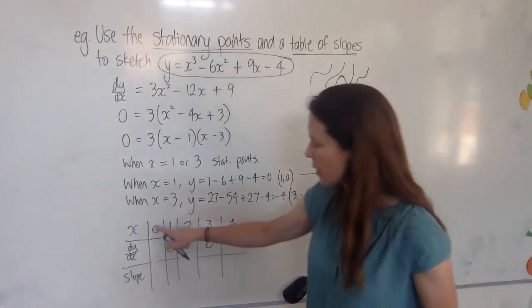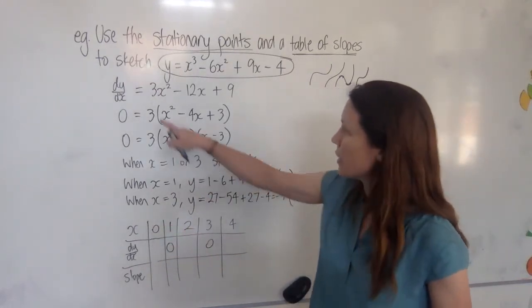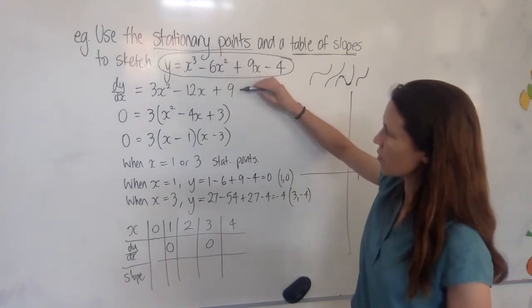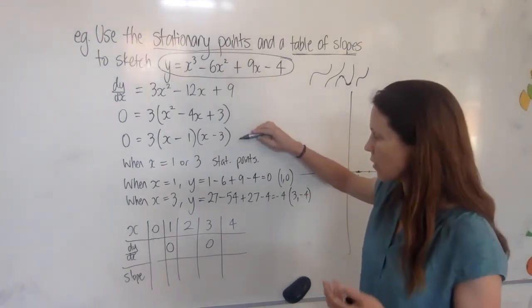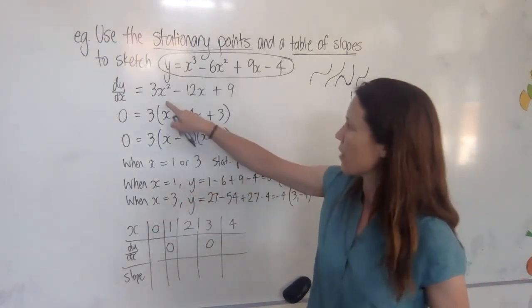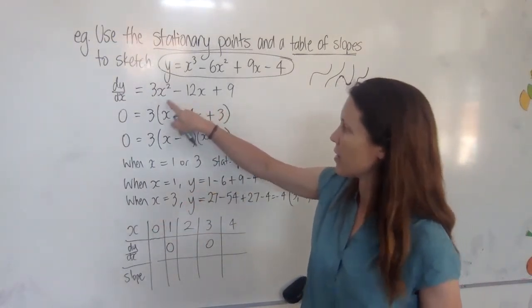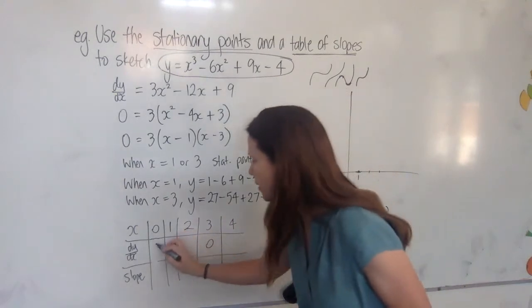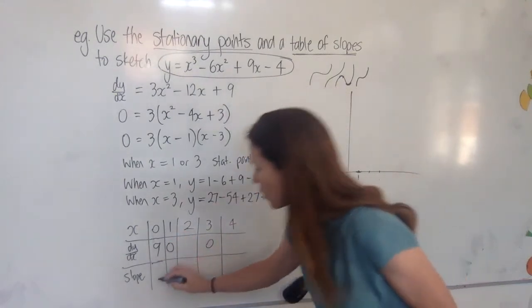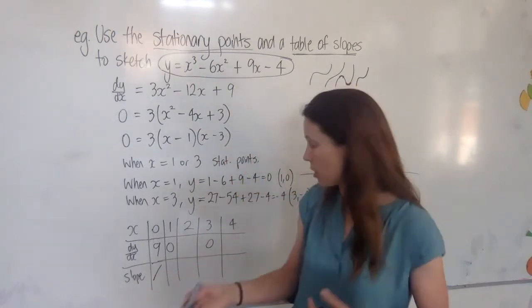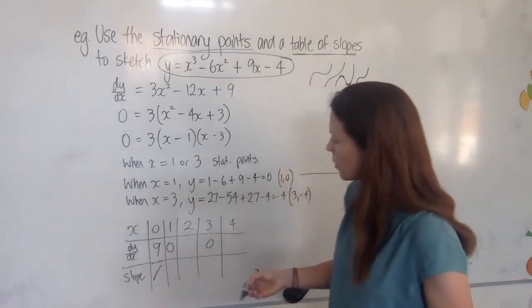Now we need to sub x equals 0, 2 and 4 into dy/dx. Now you can either use this form of it, or you can use the factorised form, whichever you like. When I'm subbing 0 in, I think I'd rather throw it in here, because I can see that these terms will be 0 and I'll have 9. That was easy. Now a slope of 9, that's a pretty steep section of the curve. It's going up, and 9 is a positive number, so it's going this way.